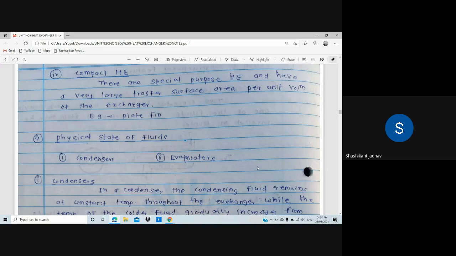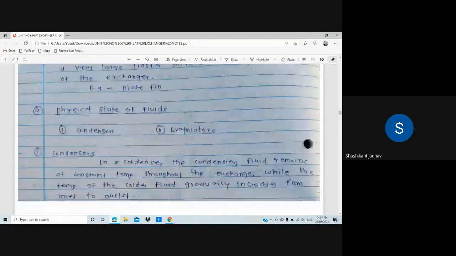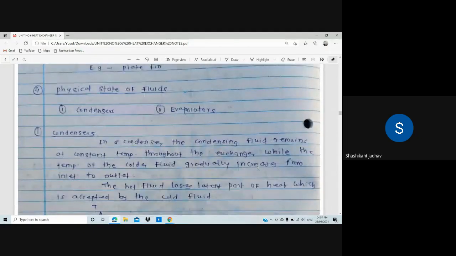Okay, then write down the last classification, according to the physical state of fluids. Write down the next classification, that is fourth, according to the physical state of fluids. Physical state of fluids. Okay, so according to the physical state, there are two types of heat exchanger, that is condensers and evaporators.